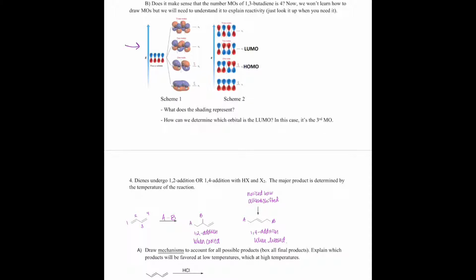So this question is just asking you, what does the shading represent? Well, the shading represents, as you can see, there's some blue here, some red here, or if your paper is black and white, one is a little bit darker than the other one. But basically, the shading represents orbitals that are in the same phase. So we can just write that down.